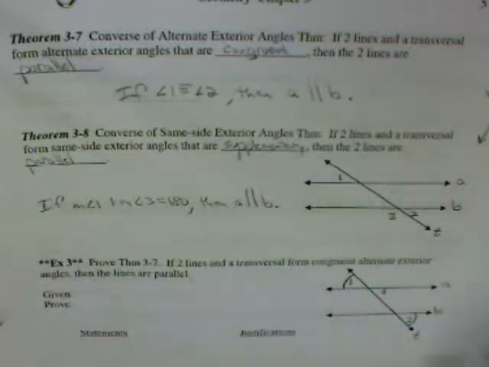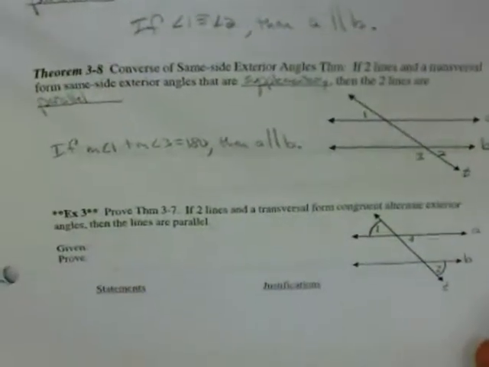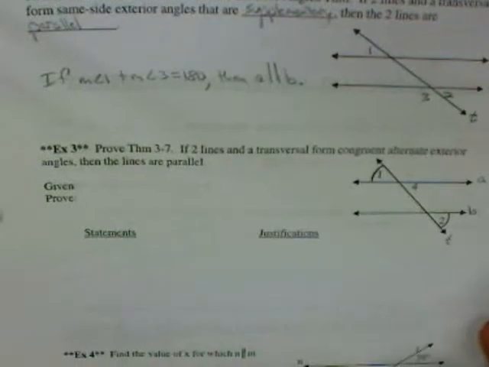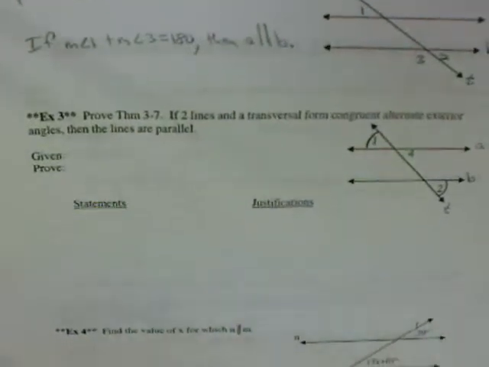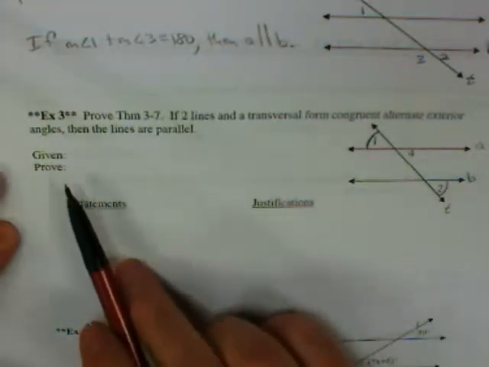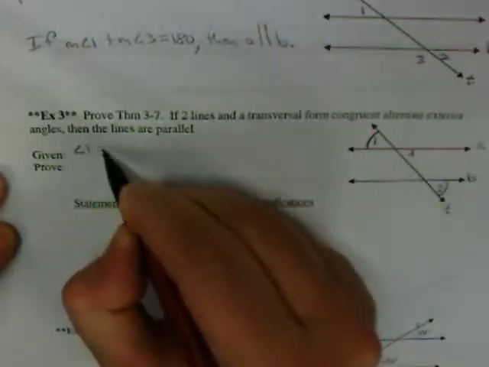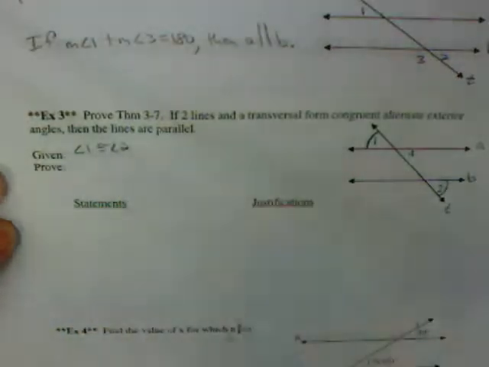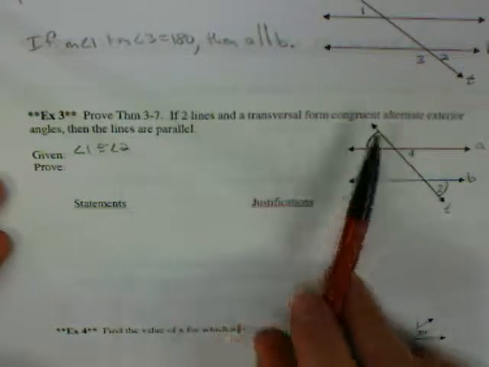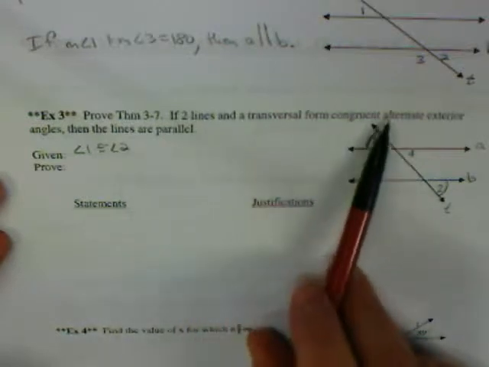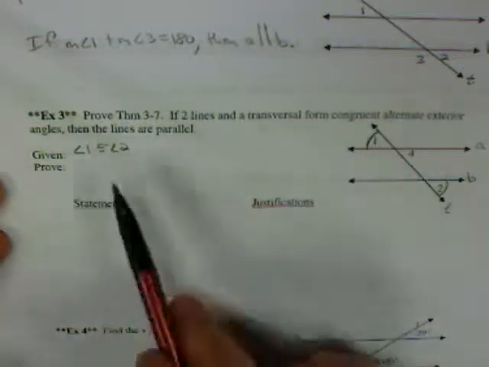Right now, example 3 wants us to prove the converse of the alternate exterior angles theorem. Alright, so we need to fill in the given and the prove. For the given, we can look at these symbols over here. We see that 1 is congruent to 2, so we'll have angle 1 is congruent to angle 2. And that also could be pulled from the hypothesis up here. It says if you have congruent alternate exterior angles. So that's where that comes from.